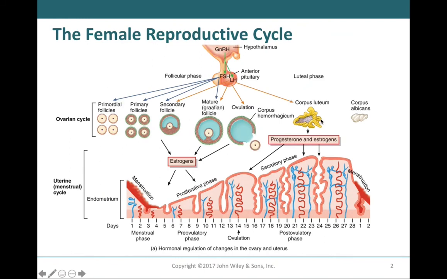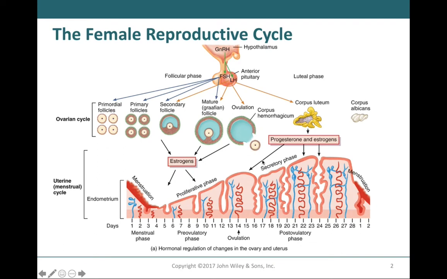Now, in the event that fertilization does not take place and there's no zygote that's formed, the corpus luteum is eventually going to break down because of lack of feedback and become what is known as the corpus albicans. This is going to degenerate away, and then the uterine cycle is going to start all over again with menstruation.